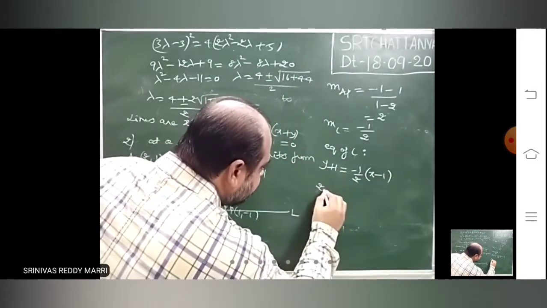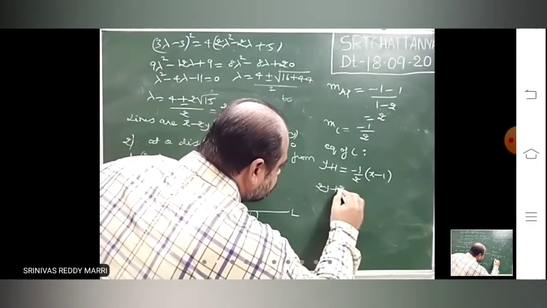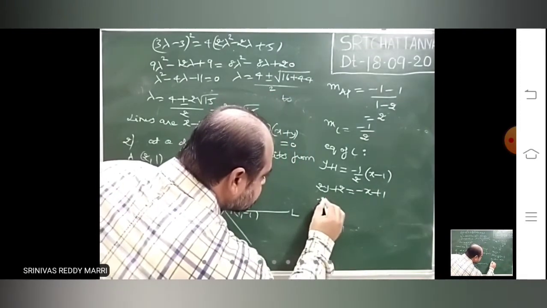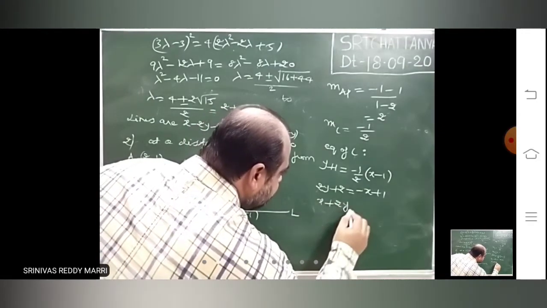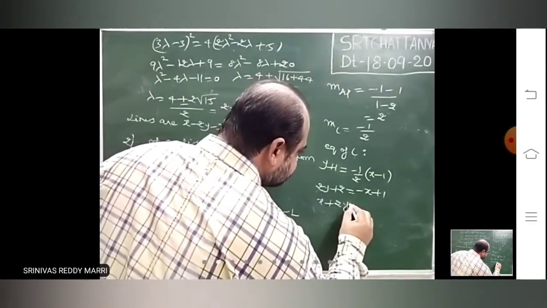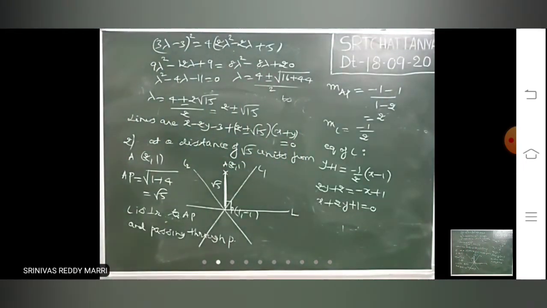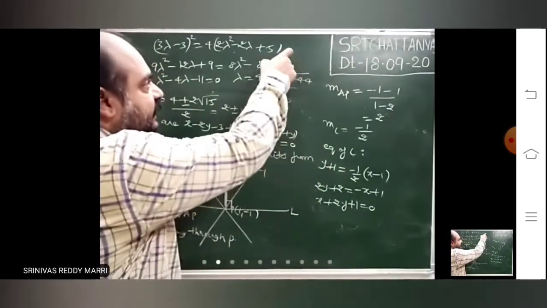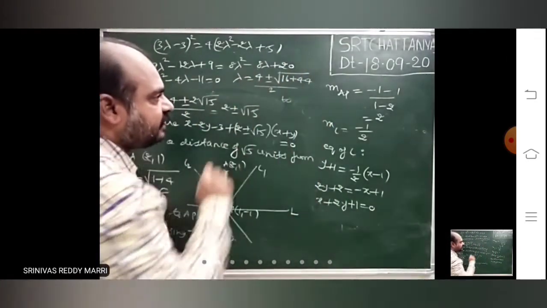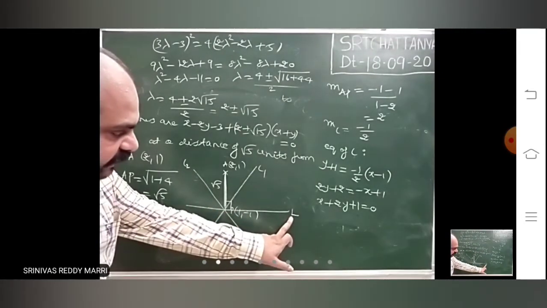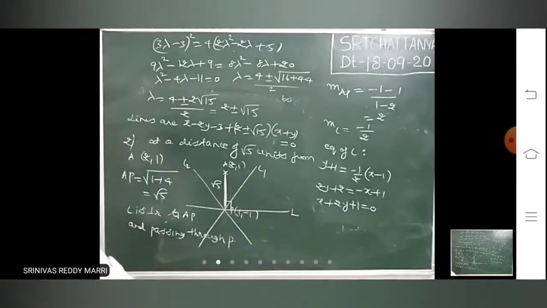So that means 2y plus 2 equal to minus x plus 1. That means x plus 2y plus 1 equal to 0. X plus 2y plus 1 equal to 0. Even if you calculate in the previous method also, you will get lambda 1 value only. Here, like the previous method, by taking this in L1 plus lambda L2 equal to 0 and perpendicular distance equal to root 5, you write. You will get lambda 1 value only if you solve.